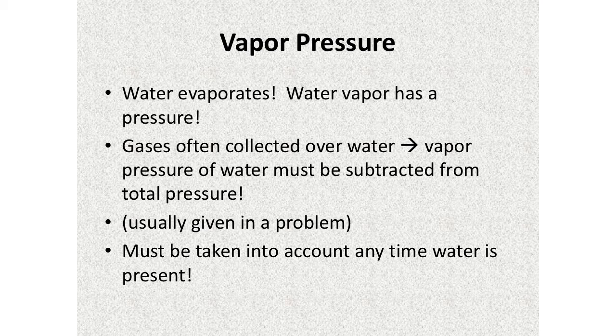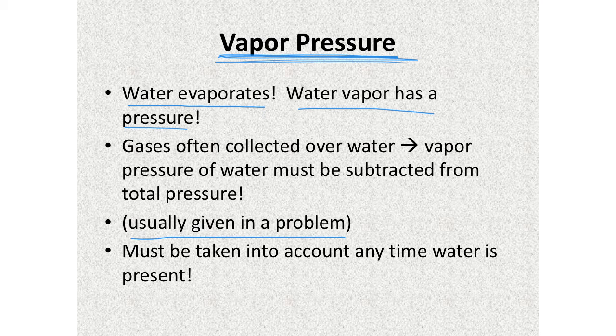All right, another application of partial pressure that we are going to use very frequently is vapor pressure. So if we are collecting a gas over water, we have to account for the fact that even at a lower temperature, some water will evaporate. So some of the gas that is collected would be H2O, would be water vapor. So we need to take that into account in our problems. Now, often they will tell us the water vapor pressure within a problem.